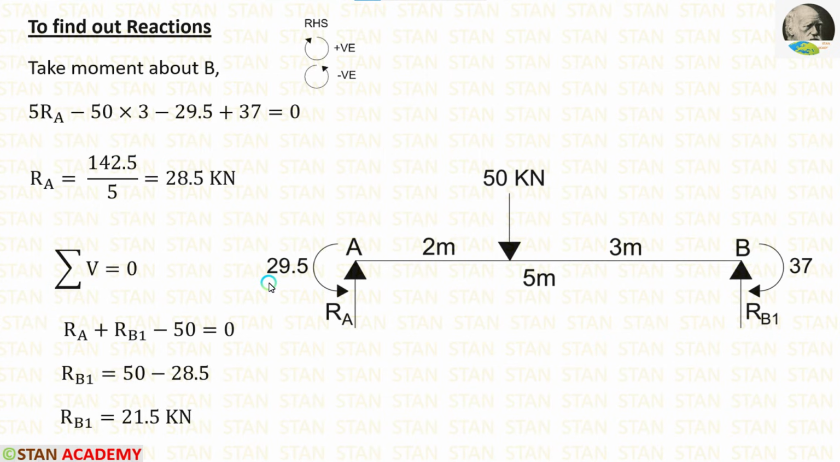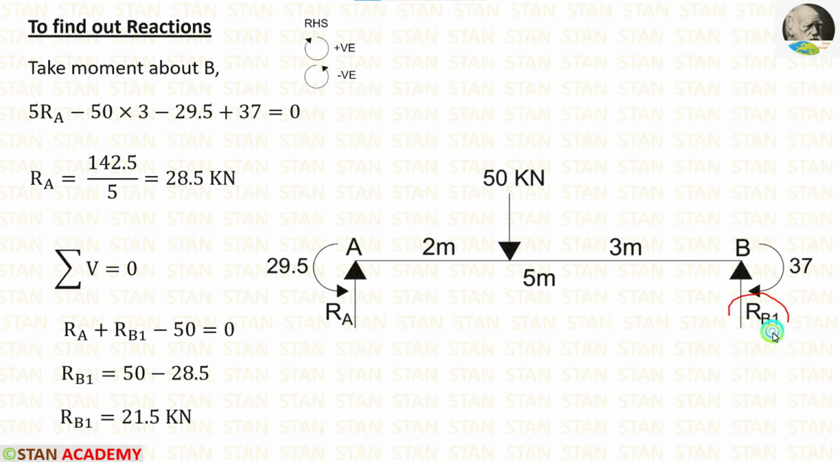Then there are two moments. The moment 29.5 is acting in the anticlockwise direction, so it will be negative. The moment 37 is acting in the clockwise direction, so it will be positive. After the calculations, we are getting RA is equal to 28.5 kN.